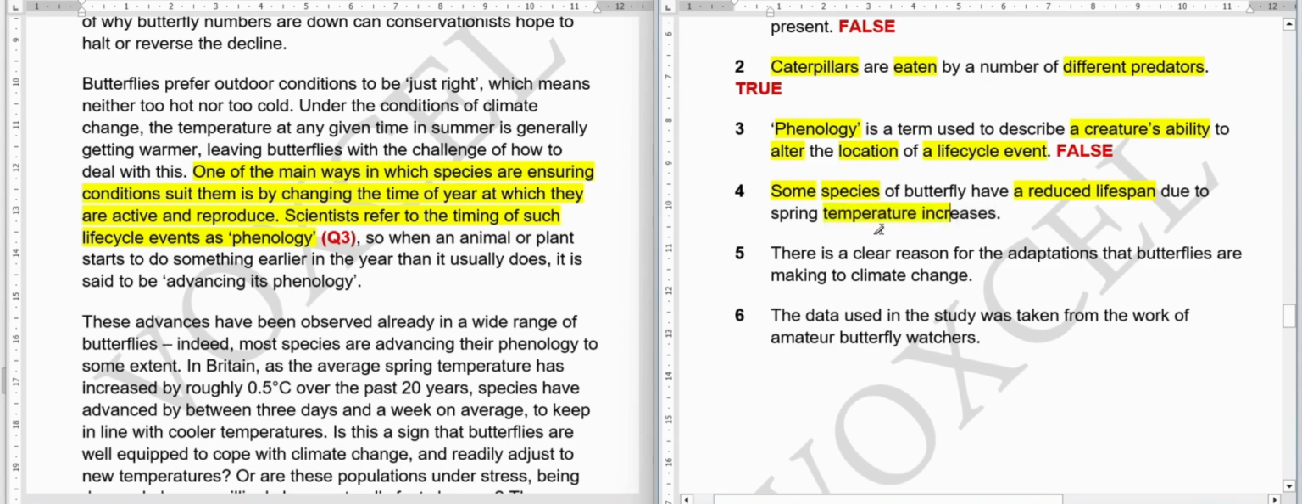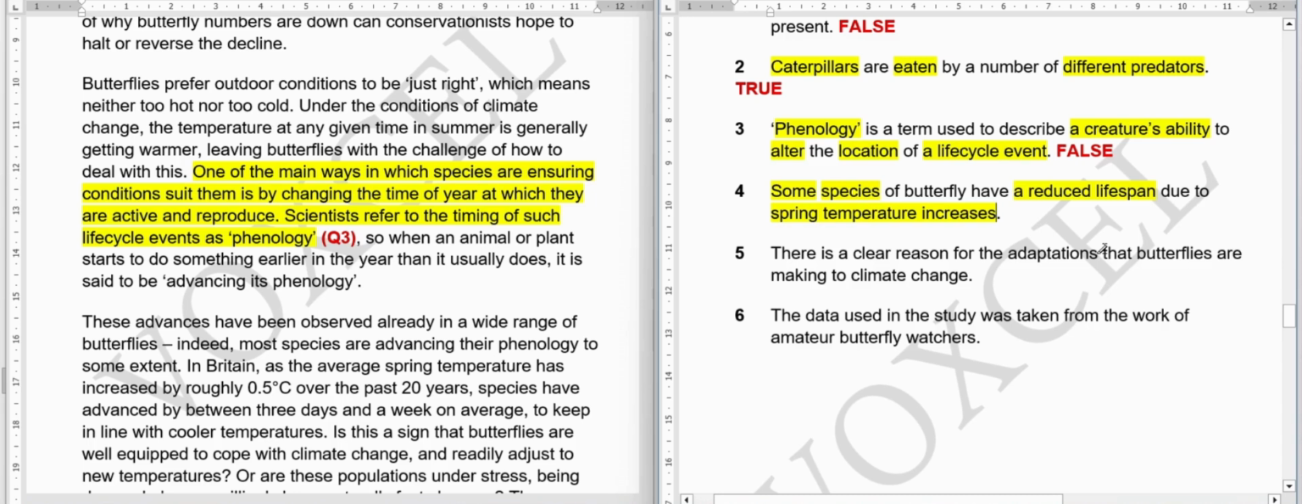Because of spring temperature increases, because the temperature during the spring season has increased over the past few years, the lifespan has reduced. For example, maybe in the past butterflies lived for just say 10 days or 2 months, whatever the lifespan is. Now because of the increased temperature in spring season, they are living for fewer days. So if that is the situation, the answer will be true.